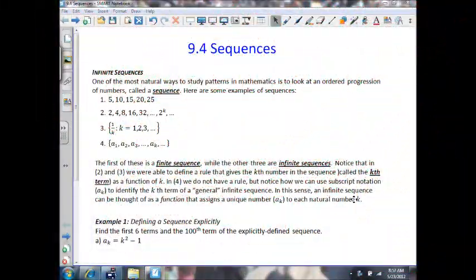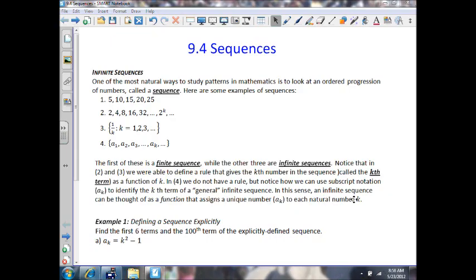In this video, we're going to talk about sequences for section 9.4. Now, infinite sequences. One of the most natural ways to study patterns in mathematics is to look at an ordered progression of numbers called a sequence. Here are some examples of sequences: 5, 10, 15, 20, 25. 2, 4, 8, 16, 32. And then 2 to the k power. 1 over k, where k is 1, 2, 3, all the way up through infinity. And then a sub 1, a sub 2, a sub 3, all the way to a sub k.